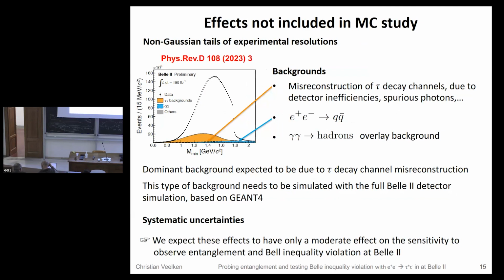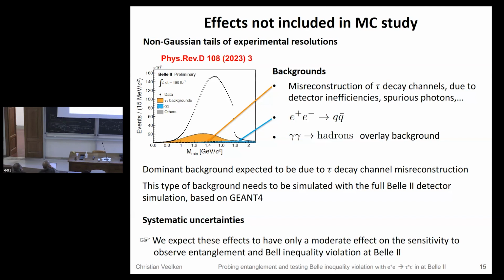which I think are 3. So the first effect we did not take into account is that the experimental resolutions are non-Gaussian. We assume Gaussian smearing. And the second one is that you have backgrounds in any real analysis. This plot was taken from a Belle publication of the tau lepton mass measurement based on, I think, also close to 200 million events. And you see that the dominant background in this measurement actually comes from tau pair events where they misreconstructed the tau decay channel.